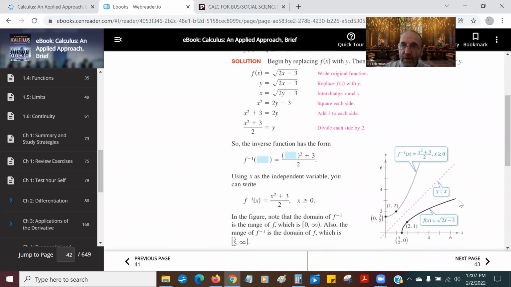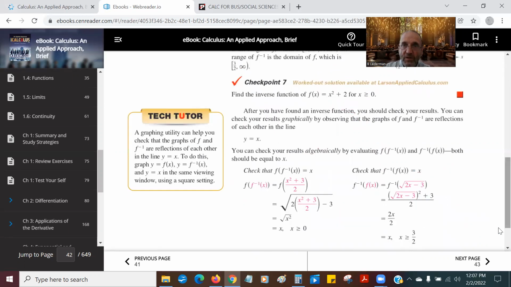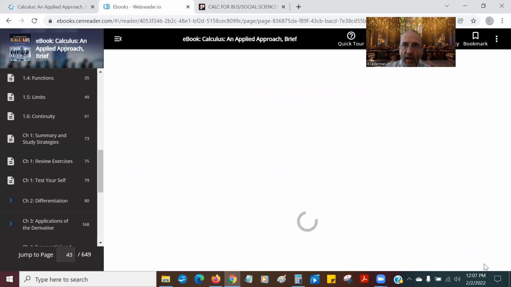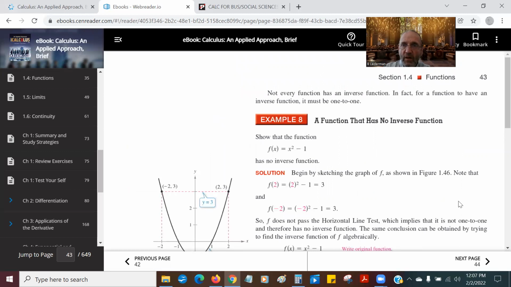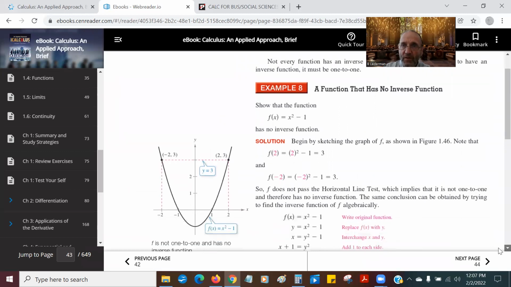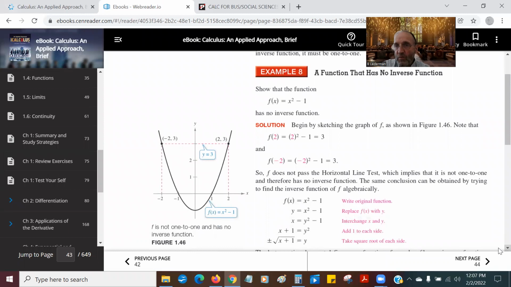By the way, when you graph a function versus graphing the inverse function, it's always symmetric with respect to that diagonal, the diagonal y equals x. There's always a symmetry with functions and their inverses. Okay, now not every function has an inverse, especially a function which is not a 1-1. If a function is not a 1-1 function, it won't have an inverse. Because you see, if you graph it, it doesn't pass the horizontal line test.